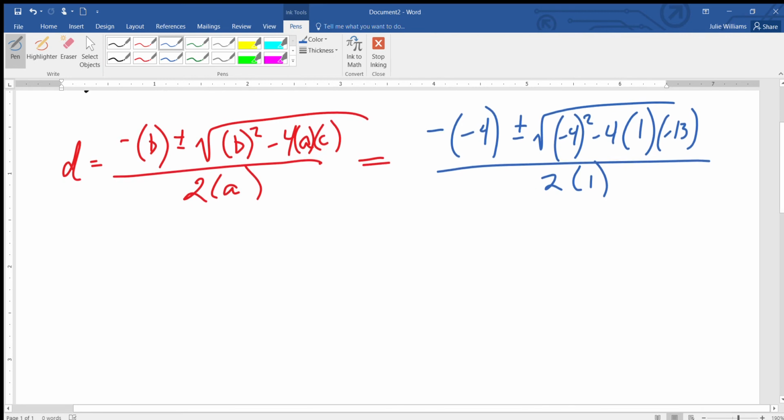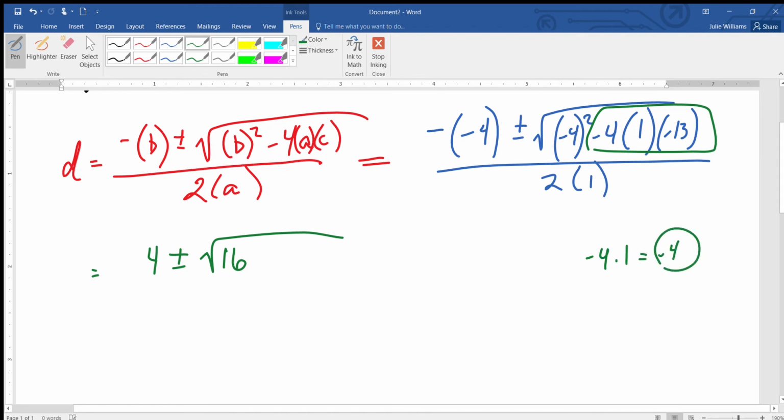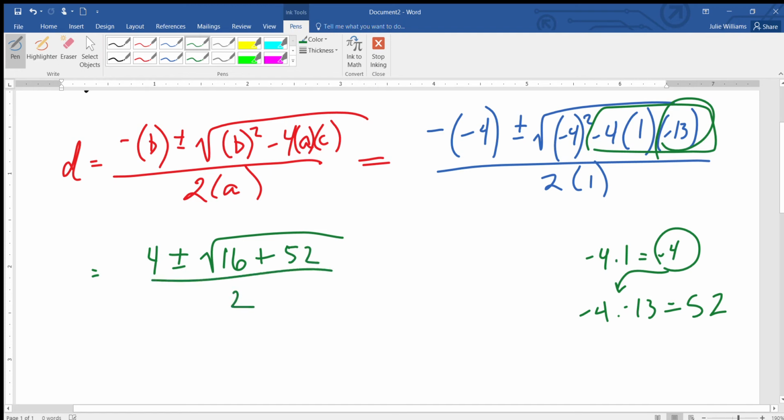Alrighty, so I'm going to go with green now, showing the next step, simplification. So negative negative 4, that's just 4, plus or minus the square root of 16, because negative 4 times itself is 16. And then I'm going to be working on this expression. So negative 4 times 1 is negative 4. And so then negative 4 times negative 13 is 52. So plus 52 all over 2.